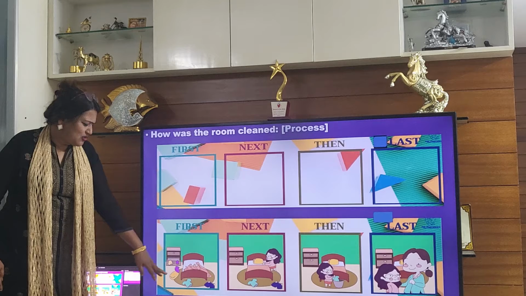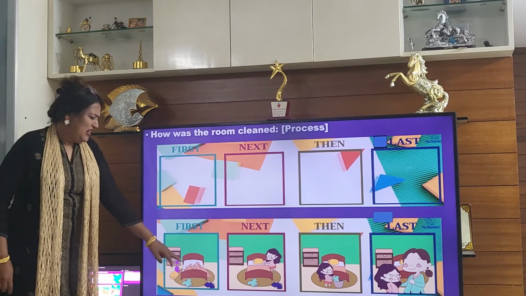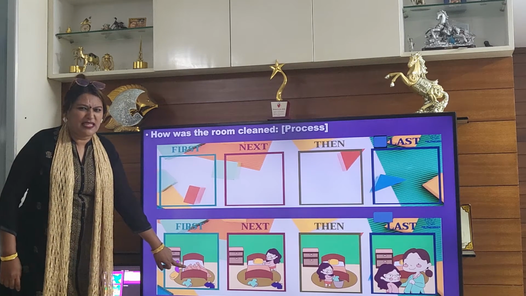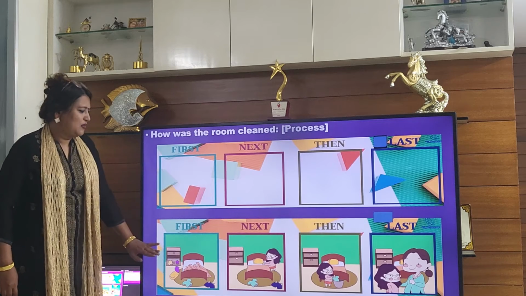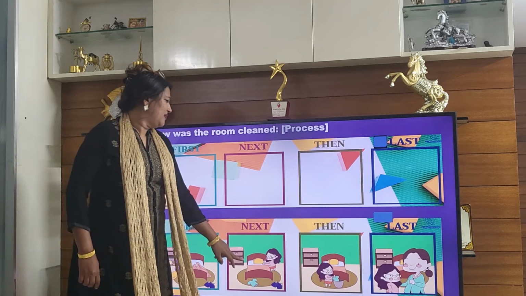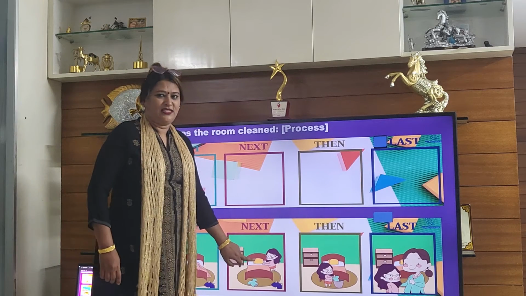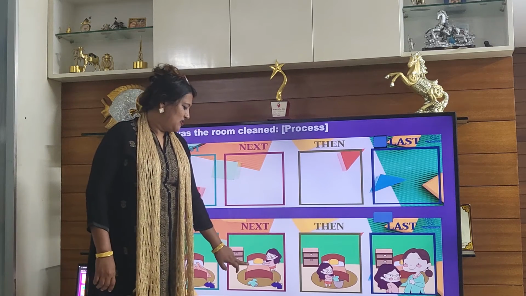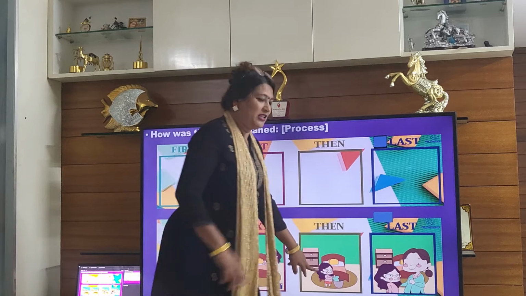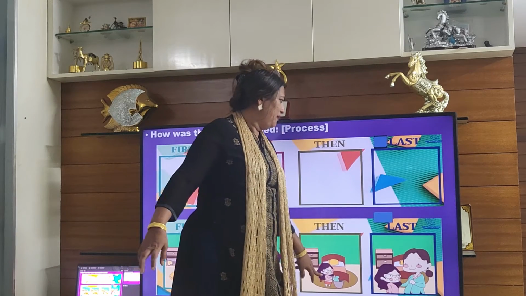First thing, can you see clothes are scattered everywhere? Isn't the bed very messy? Isn't it? So first thing what she did, she tidied the bed. See there. First it was like this. Next, what she did, she tidied the bed. So now the bed is fine. Then she picked up the clothes which were lying here and there.